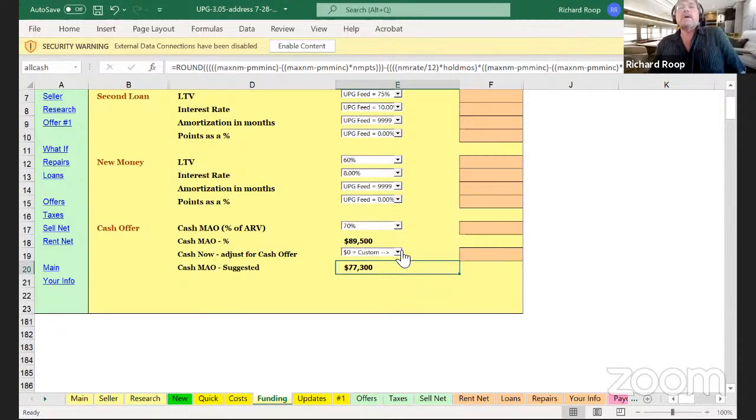Okay, and usually what I do is I make cash offers where I could actually buy it and hold it. So that's based on my loan to value of what I can borrow. So it's the most I can borrow minus all the money I need for the deal, and that's the most I would offer cash. But okay, we'll just keep it at 77 here.